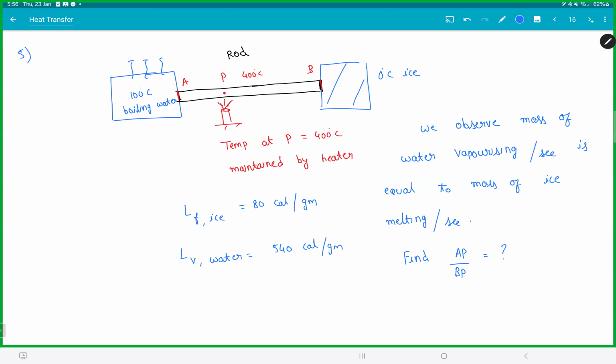The question was clear. Same mass is melting, and not same heat.